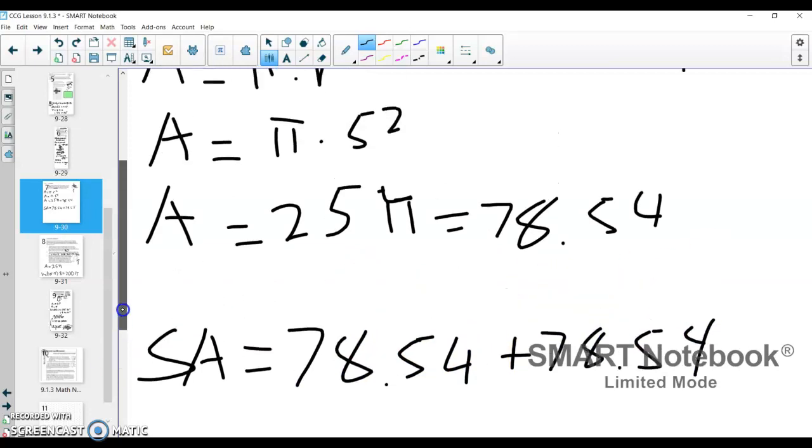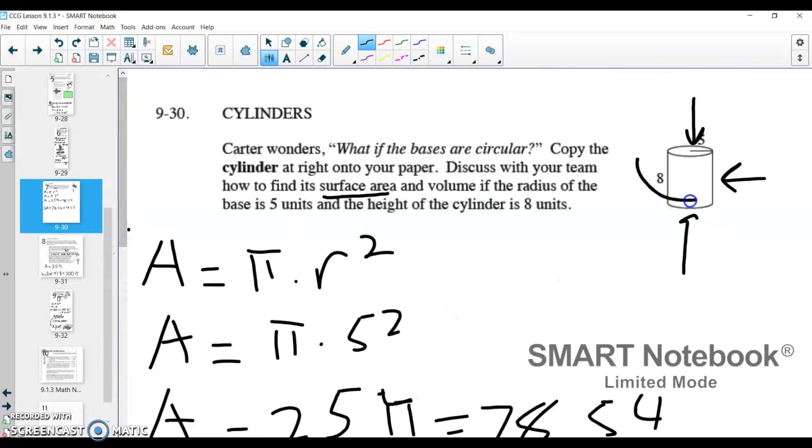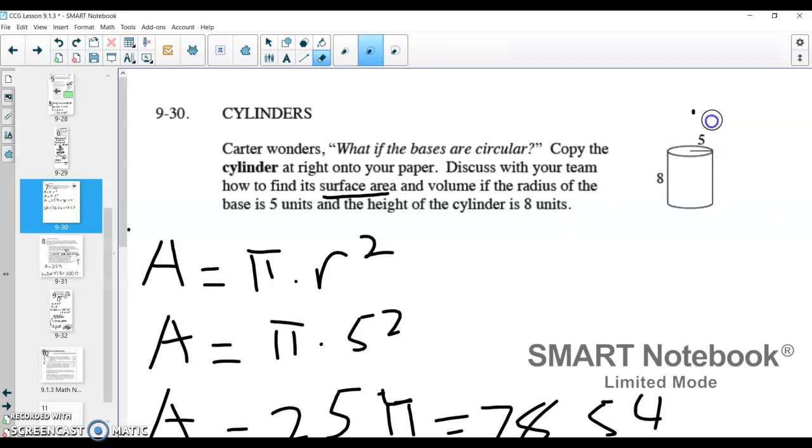I now need to find out what the area is of this distance around. All right? And to do that, it's kind of similar to what we did with volume. What we're going to do, we're going to find the circumference of the circle, and we're going to multiply that by the height. And that will tell me my distance around. That'll tell me the surface area of that lateral face.